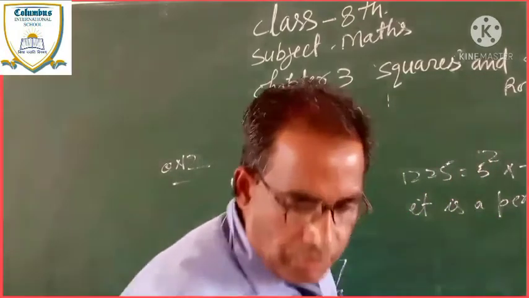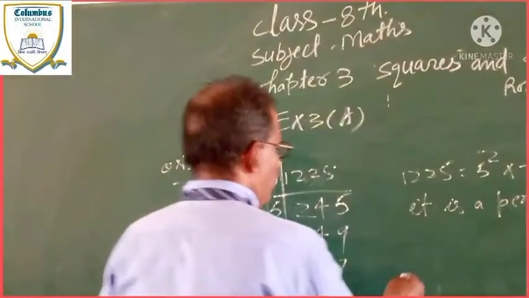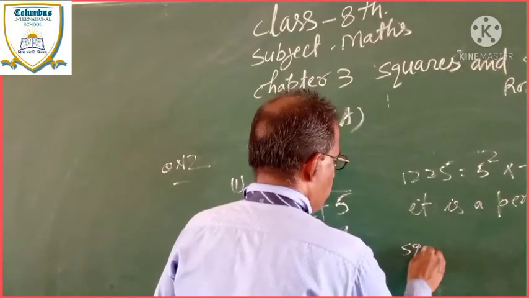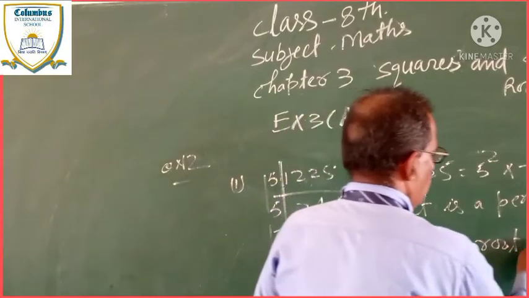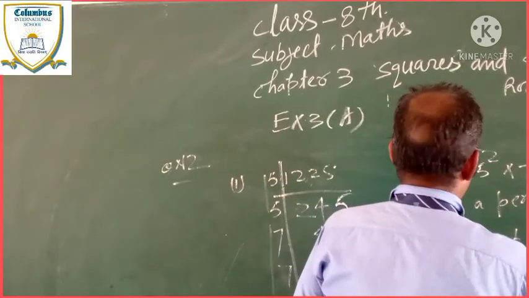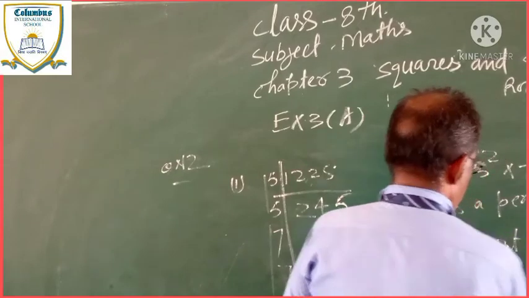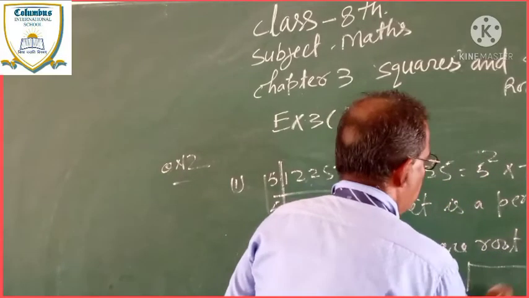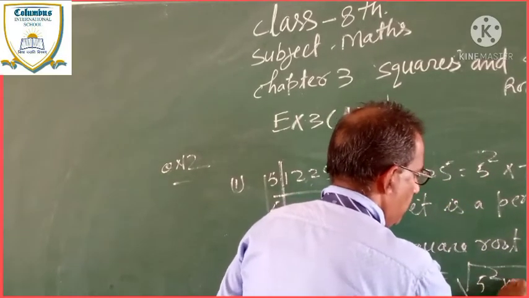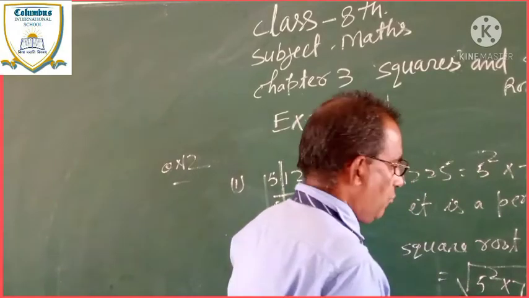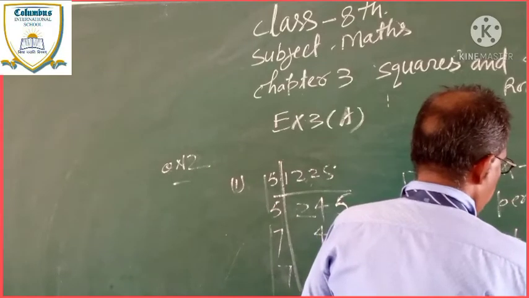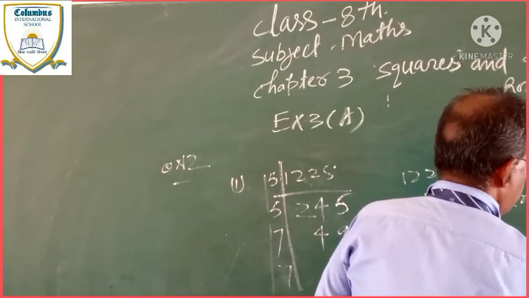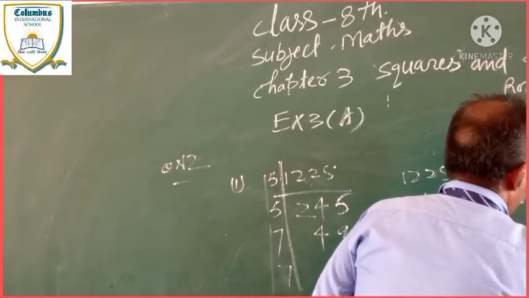And what is the square root of the given number? The square root of 1225 equals under root 5 square into 7 square. We can take one number out of each pair. So 5 into 7, that is 35, is the square root of the given number.